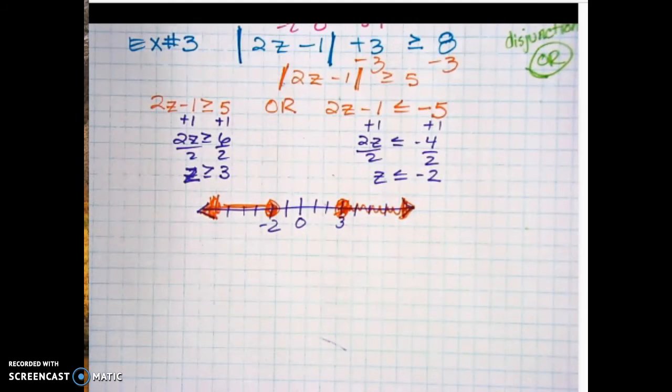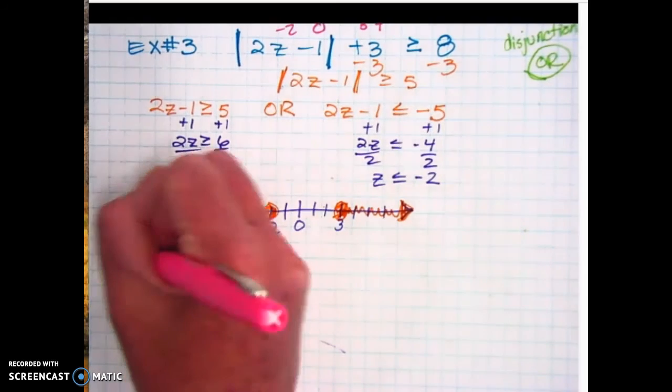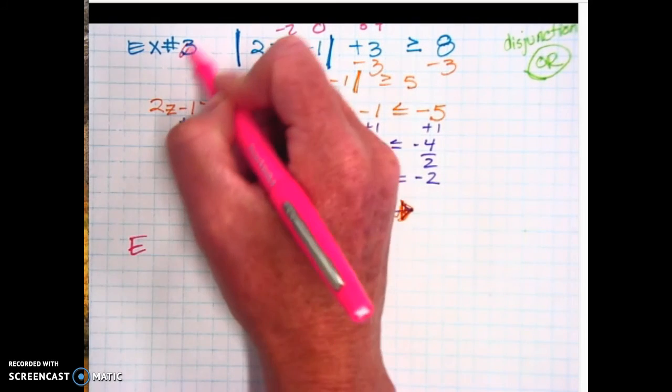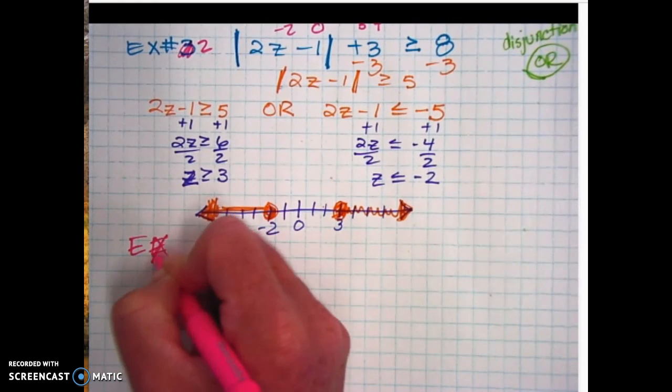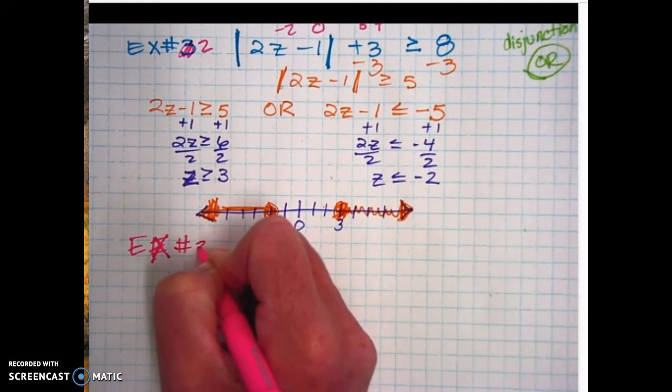All right, we got one more. And instead of being a disjunction, who remembers the other word? Conjunction. Good job. Oh, I numbered that wrong. That should have been 2. Is that what you were saying? Yes. Oh, thanks for catching that.